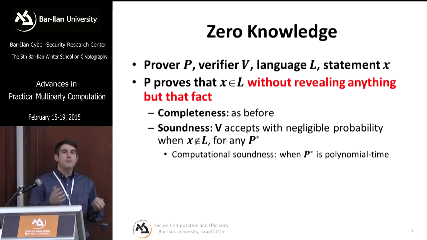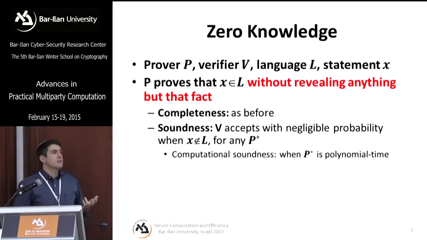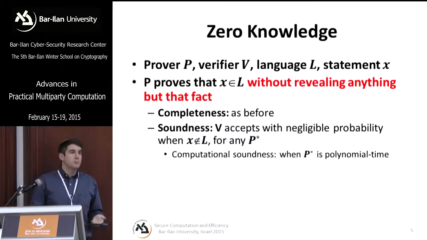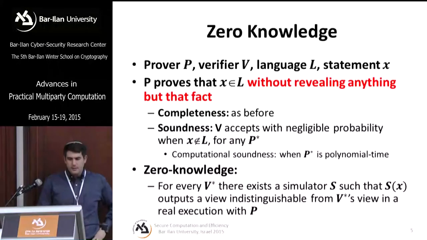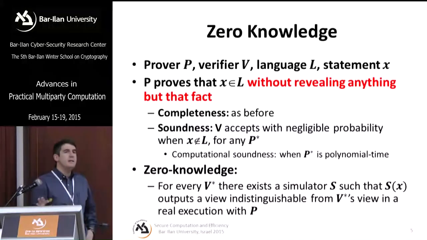Typically, a proof system, and even an all-powerful prover, although typically in cryptography it's enough for us to consider computational soundness, which means that only a polynomial time prover should not be able to cheat you. And then we're going to ask for zero knowledge. And zero knowledge means I shouldn't learn anything except the fact that the statement is true.